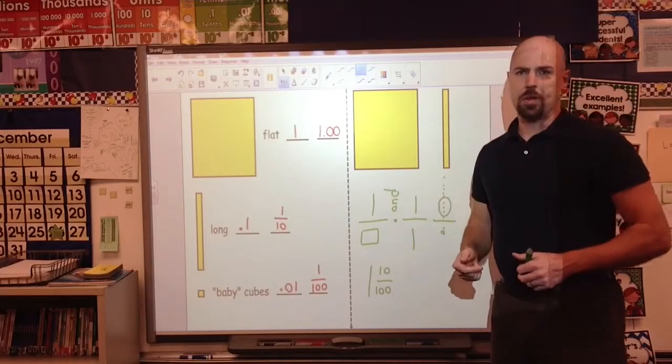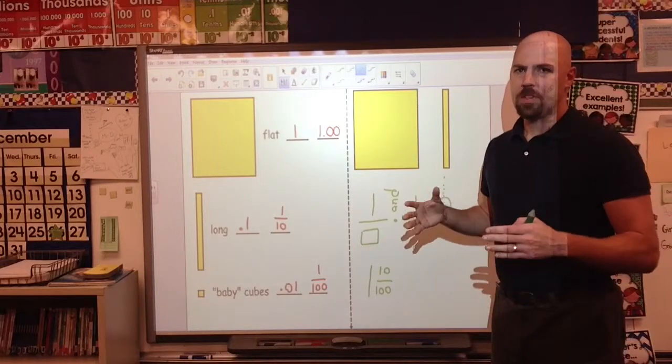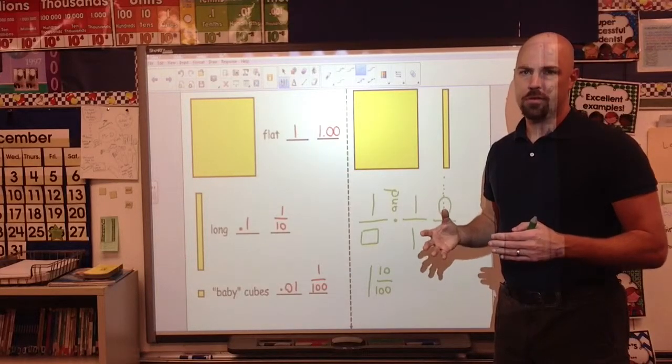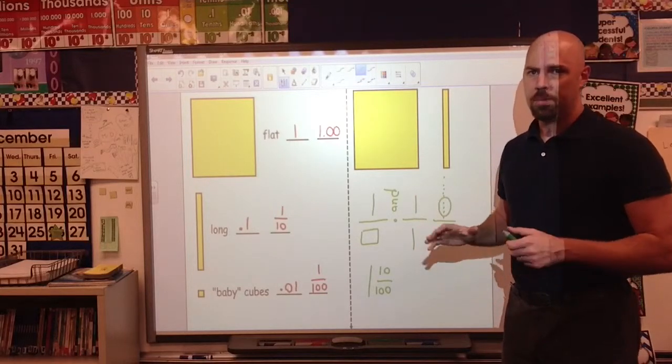So that helps us to get started, and we play many games with these to give us a foundation for where we're going in the future when it comes to comparing decimals, ordering decimals, and adding decimals. But that's where we start.